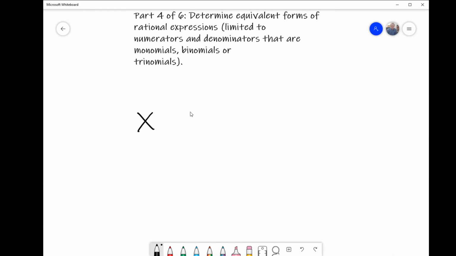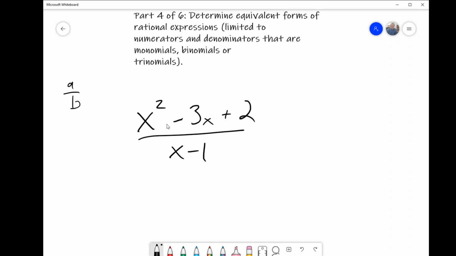Let's say, for example, that we have x squared minus 3x plus 2 over x minus 1. This is a rational expression. It's rational, like the rational numbers that can be written as fractions, because it's one polynomial over another. It's an expression because we do not have an equal sign. So if it's not equal to anything, it can't be an equation, it's just an expression. So what are the equivalent forms?